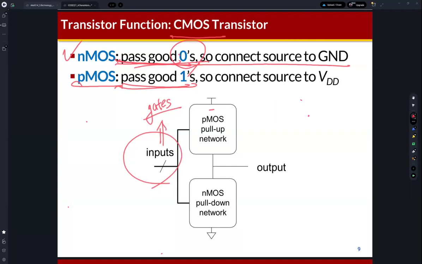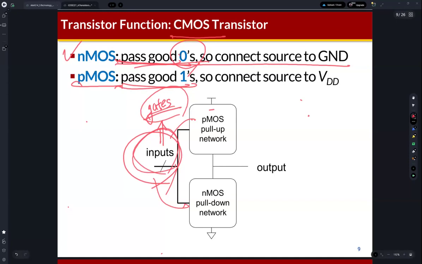So why can we build logic using transistors? Because based on the input, we can control the deterministic behavior of the transistors. That's why we can use transistors for building logic circuits. Anyway, input signals are connected to the gate nodes of transistors, which means that the input signals are connected to the gate nodes of PMOS transistors and also to the gate nodes of NMOS transistors.